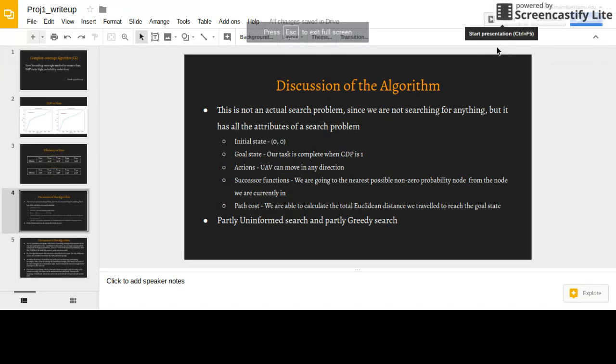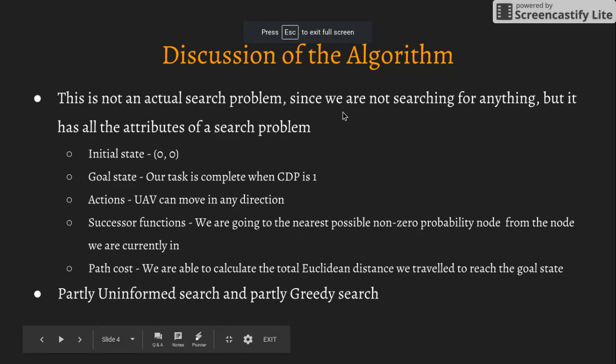Coming to the algorithm, it can be considered as an AI search problem because it has all the attributes: initial state, goal state, actions, success functions, and also the path cost. It is basically an uninformed search, but it's also partly greedy because it's going for the rectangle which has the highest probability nodes first.